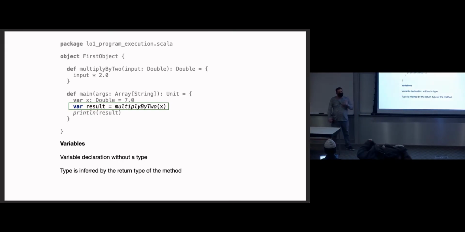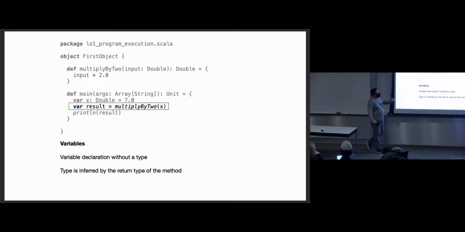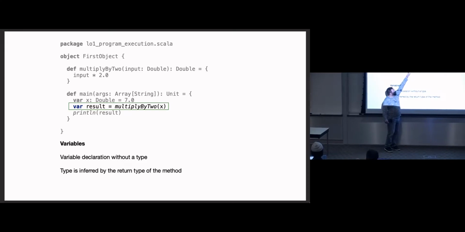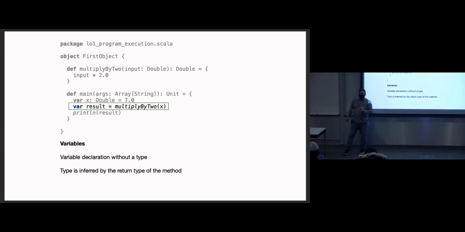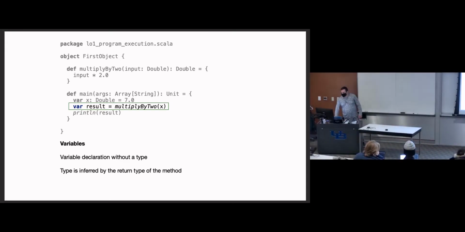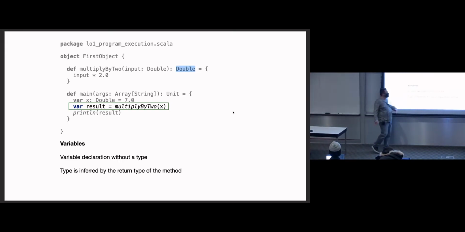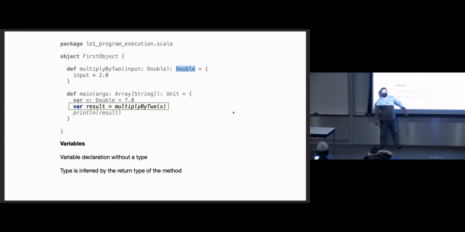I always recommend it. If you declare your types, you're not going to be surprised by the types changing and not being what you expect. But here, I don't declare my type. And Scala is able to infer the type of that variable based on what it's being assigned. What it's being assigned is the return value of multiplied by 2. Scala knows exactly what type that's going to be because we told it. It's going to be a double. Since that method can only ever return a double, Scala's going to be like, I got you. I get that result's going to be a double. It can't be anything else.